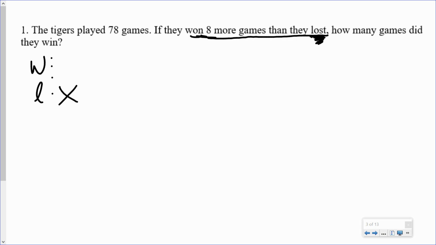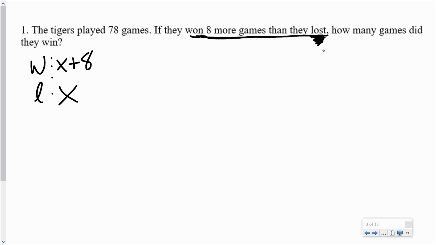Now they won 8 more than they lost. So what's 8 more than x? x plus 8. So again, whichever one comes last, call x, and express the other one in terms of x. They're both going to have an x in them. How many games did they win?